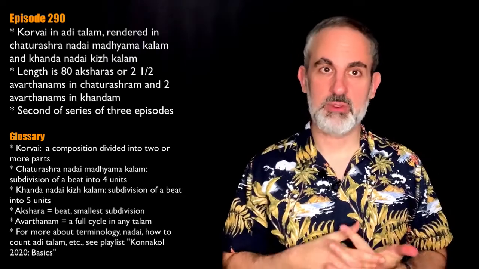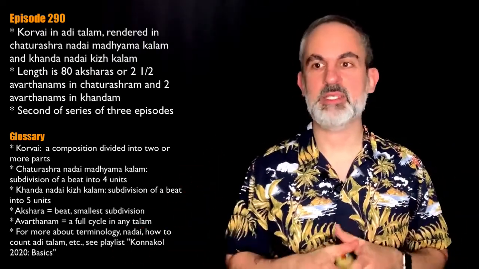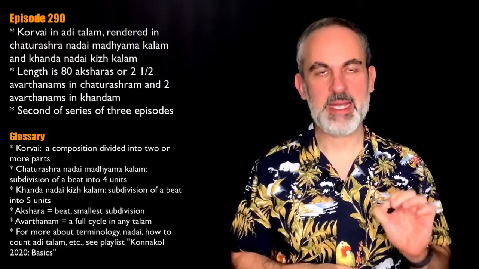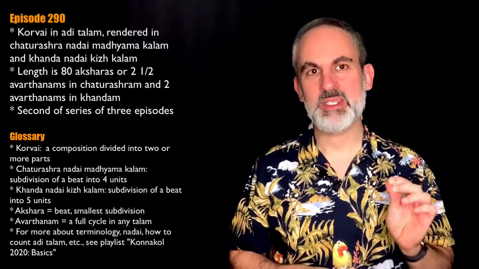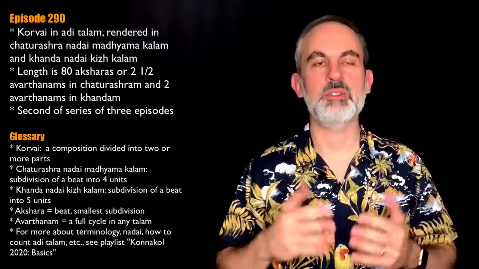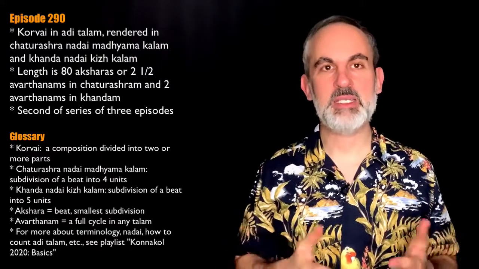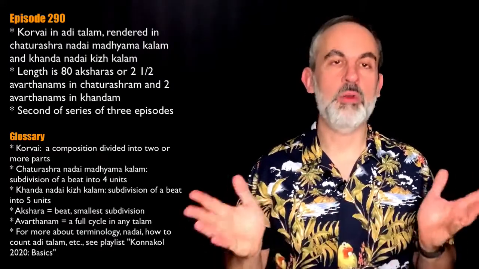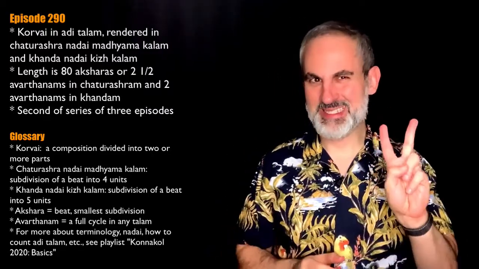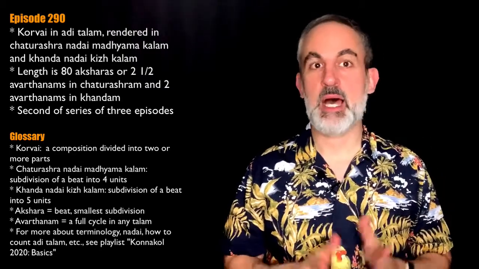Yesterday I showed you this Korvai that is 80 aksharas long and has a particular structure, but yesterday I performed it in chaturashra nadai madhyamakalam. That means that it was rendered in a subdivision of 4. Today I am going to explain how to perform it in a subdivision of 5, also known as khanda nadai kalam, all of course within the rhythm cycle of adi talam. Today is the second episode of this mini-series of 3 episodes, and I hope you enjoy it.